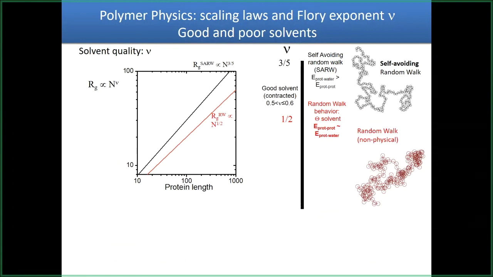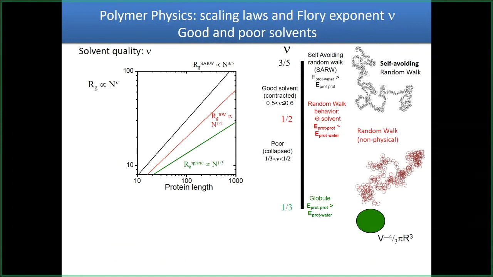Then you can have, imagine you're a glob. You're in what's called a poor solvent. The chain much prefers to interact with itself rather than with water. So it's just going to condense down, and then the scaling becomes like a sphere, 4/3 pi r cubed. And so if you were to be able to get different protein lengths under each of these different conditions, they hopefully would trace out these curves.